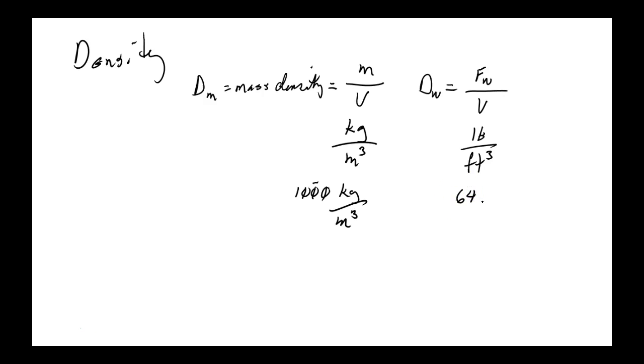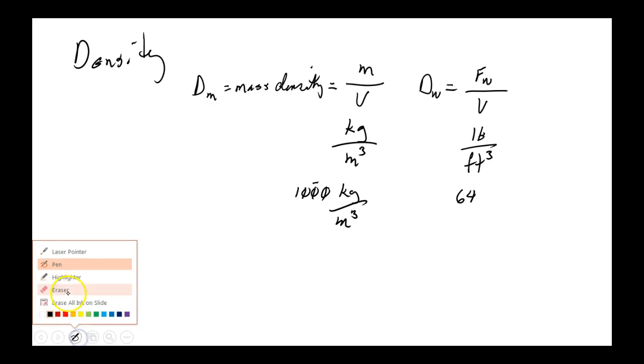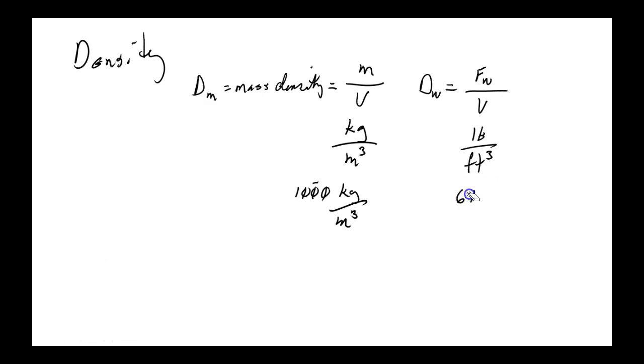62.4. Yeah, I was thinking salt water. 62.4 pounds per cubic foot. Two reasons it's a smaller number. The main one is a cubic foot is so much smaller than a cubic meter, so you don't need as many pounds. Okay, so that's the weight density of water.